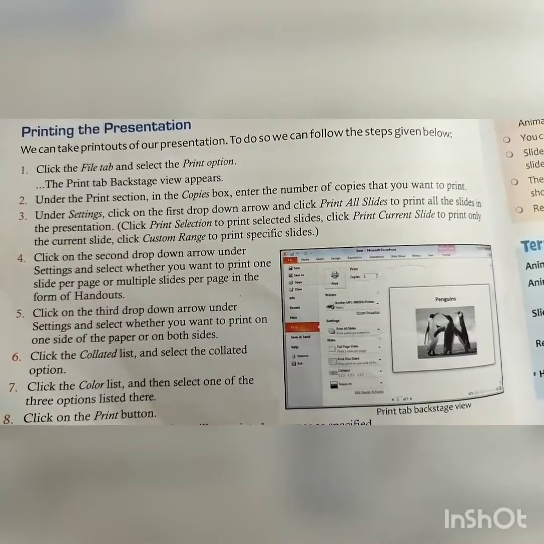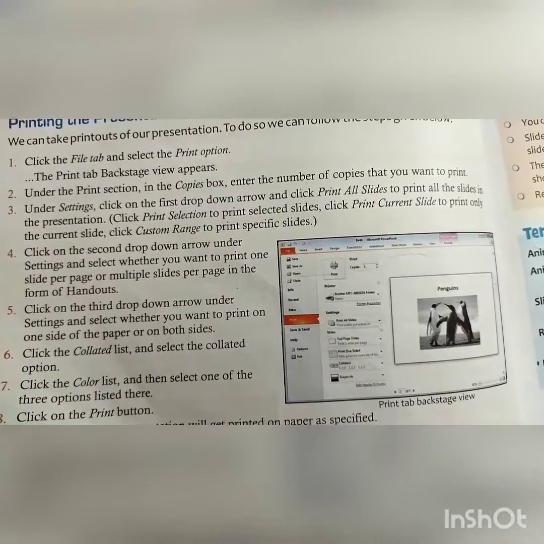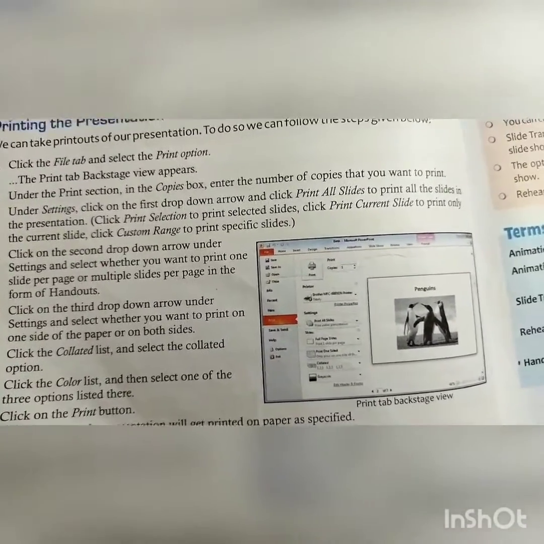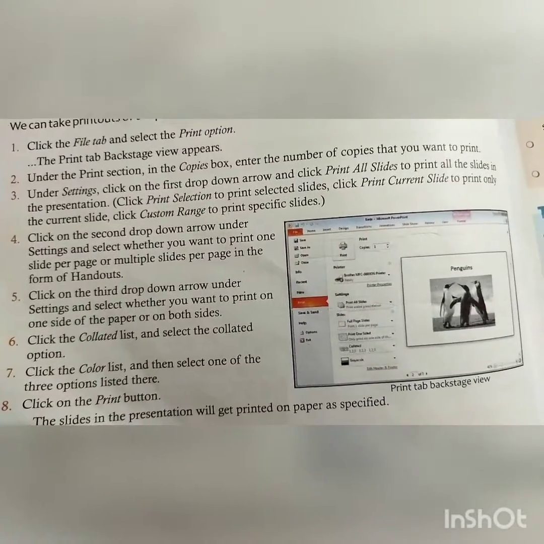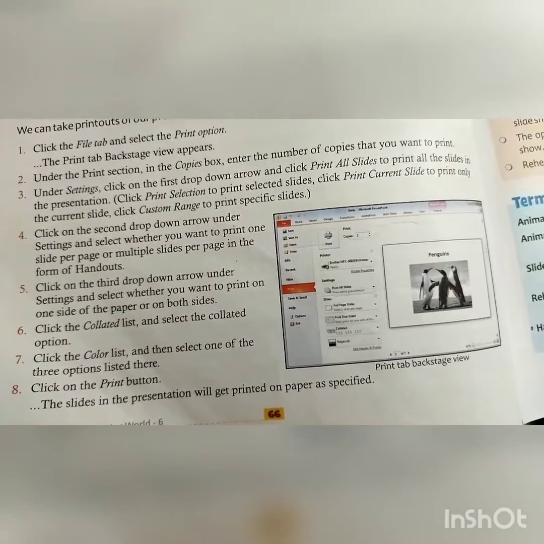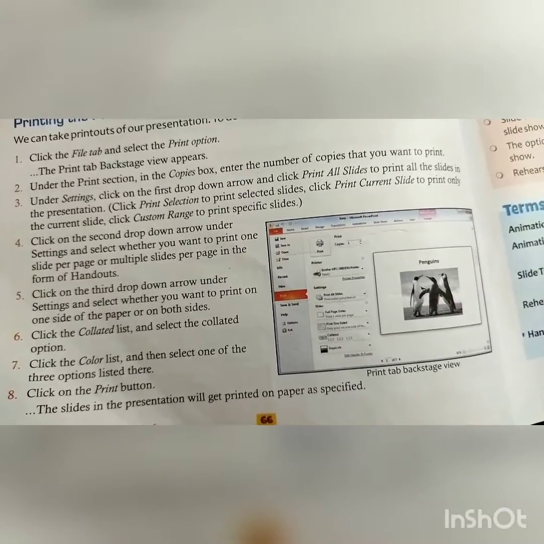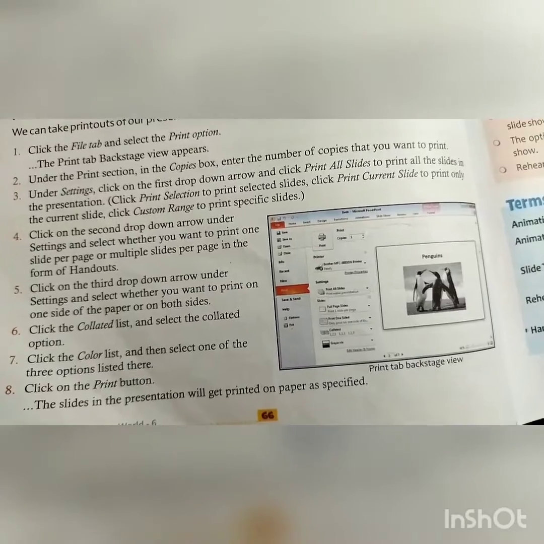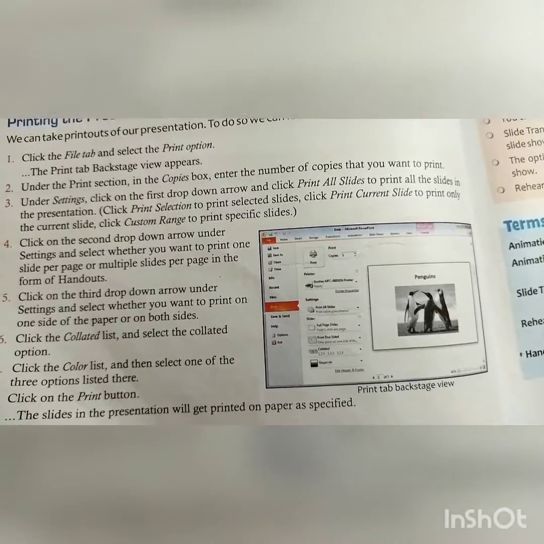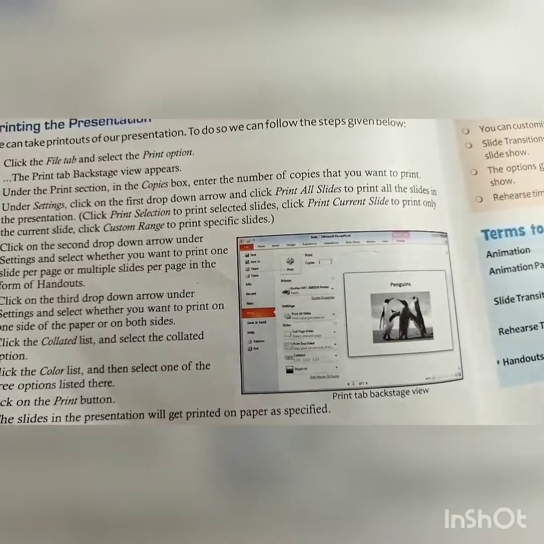Then click on the second drop-down arrow under Settings and select whether you want to print one slide per page or multiple slides per page in the form of handouts. Then click on the third drop-down arrow under Settings and select whether you want to print on one side of the paper or on both sides. Then click the Collated list and select the Collated option. After that, click the Color list and select one of the three options listed there. After you click the Print button, the slides in the presentation will get printed on paper as specified.